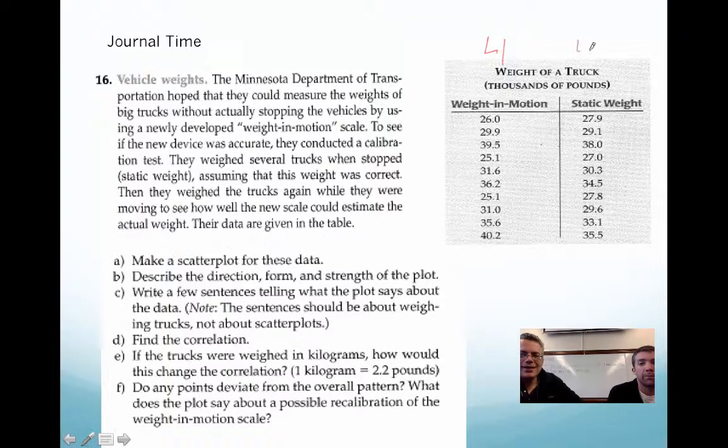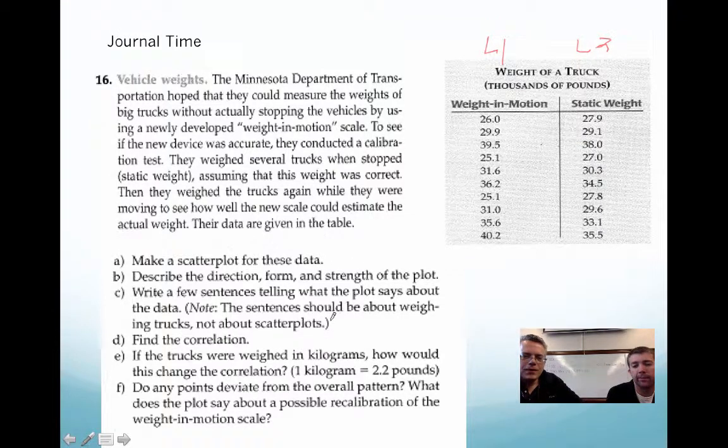So remember to put these in your lists and then make the scatter plot for it. Then do our normal describe: direction, form, strength. If there's an unusual feature as well, you might want to put that in. Write a few sentences telling us what the plot says.